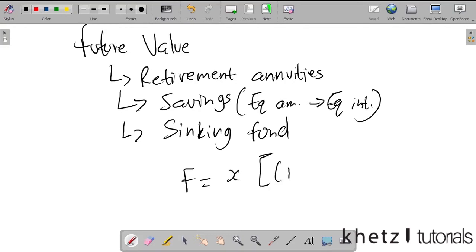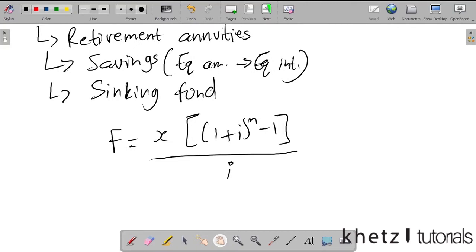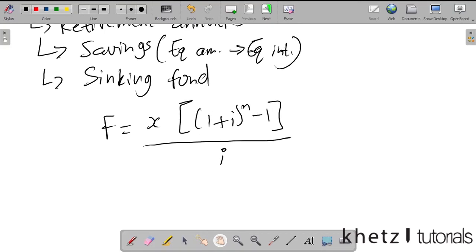You'd basically use the future value, and its formula is as follows. So the future value formula looks something like this. And I'm just going to explain each item which is in this. So let's say you want to save. You want to have a certain amount in the future. This F would be that amount. So that would be your future amount.